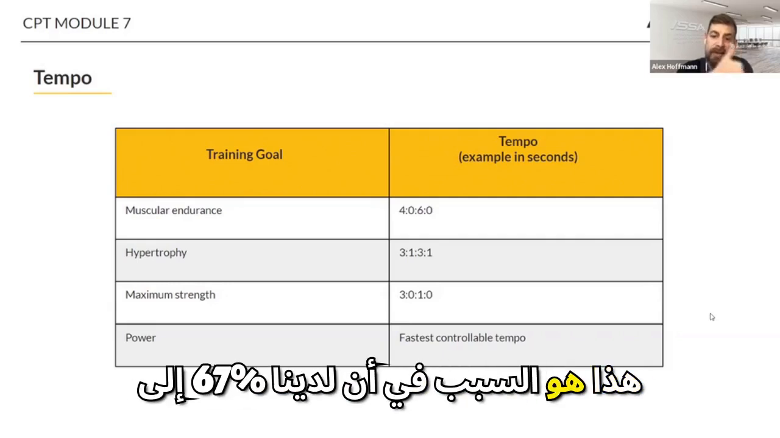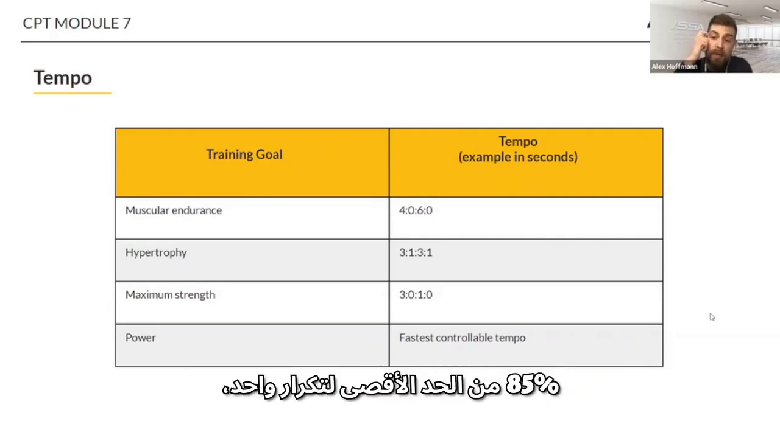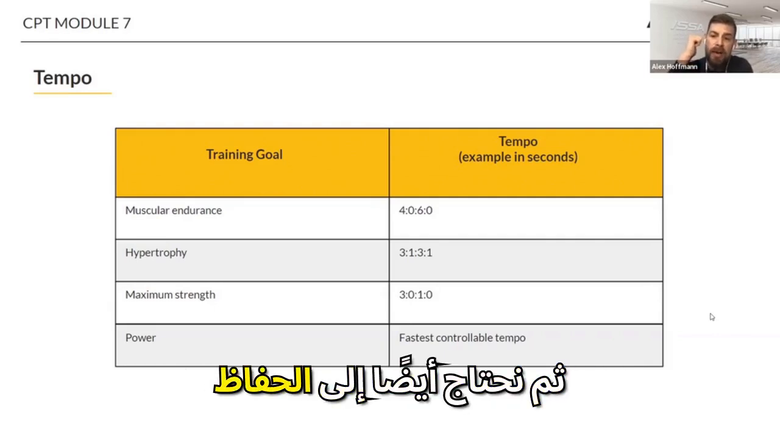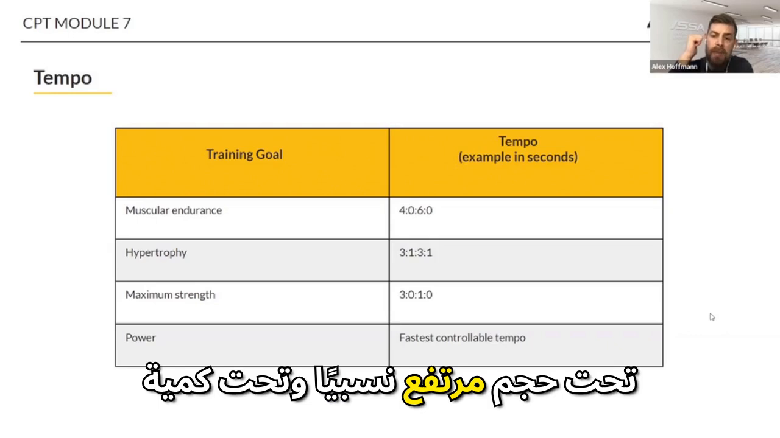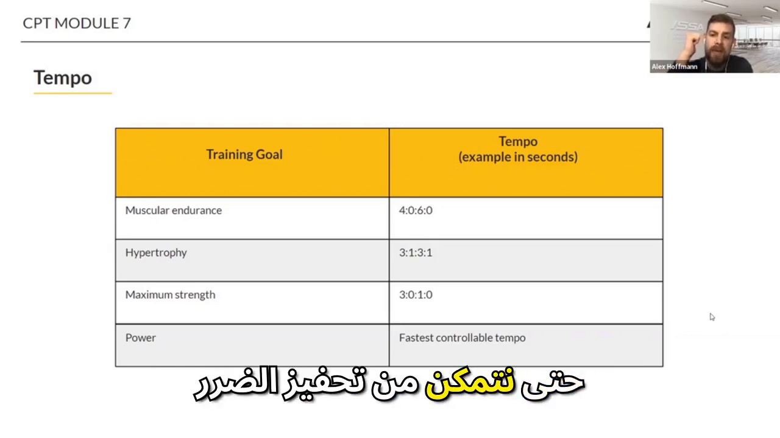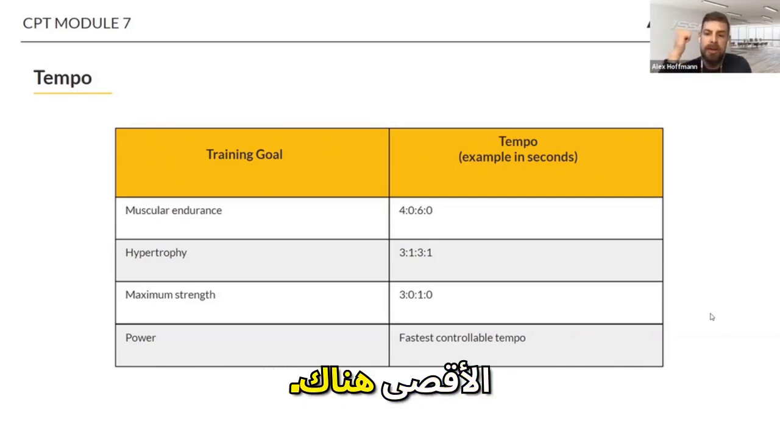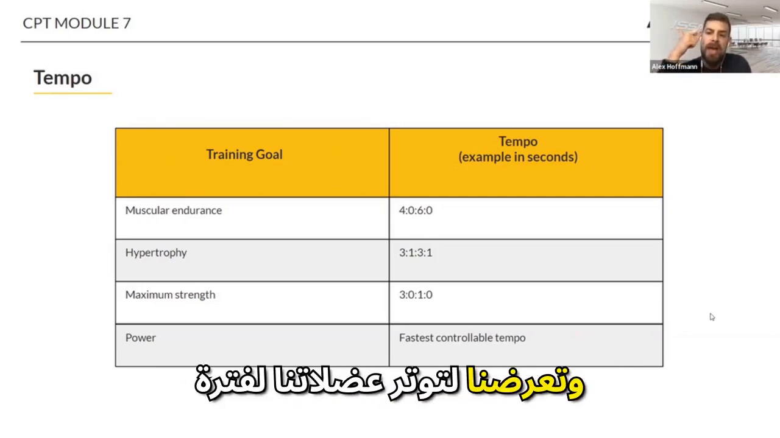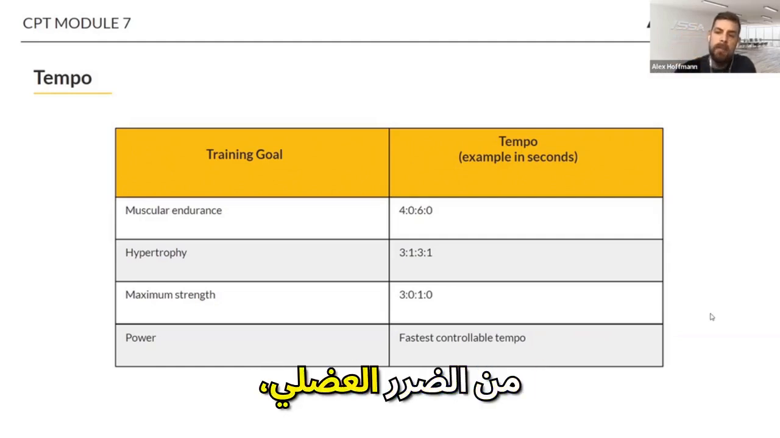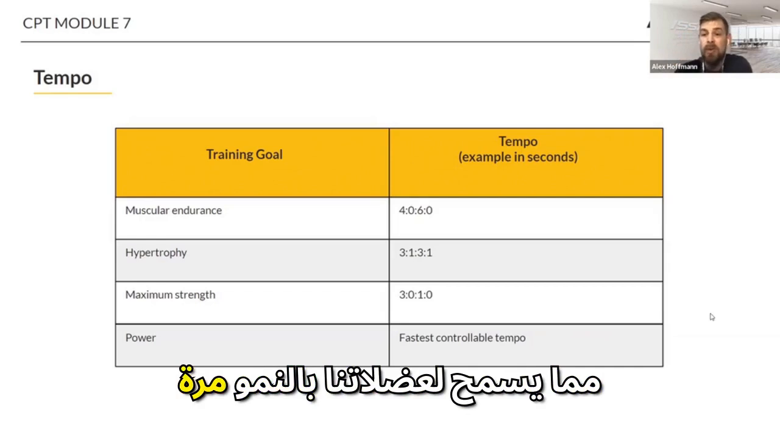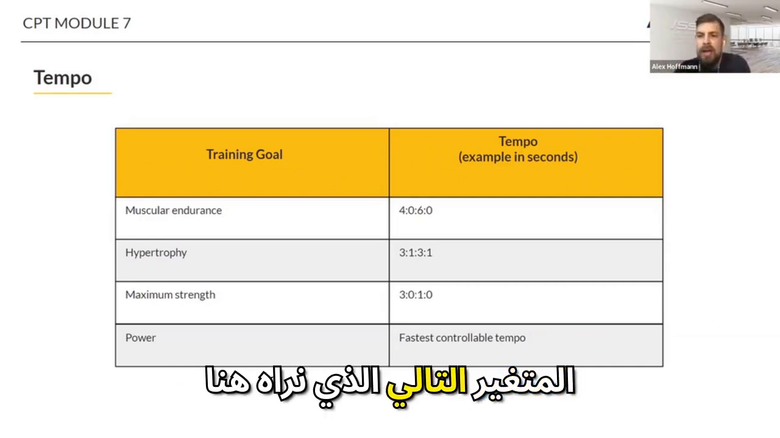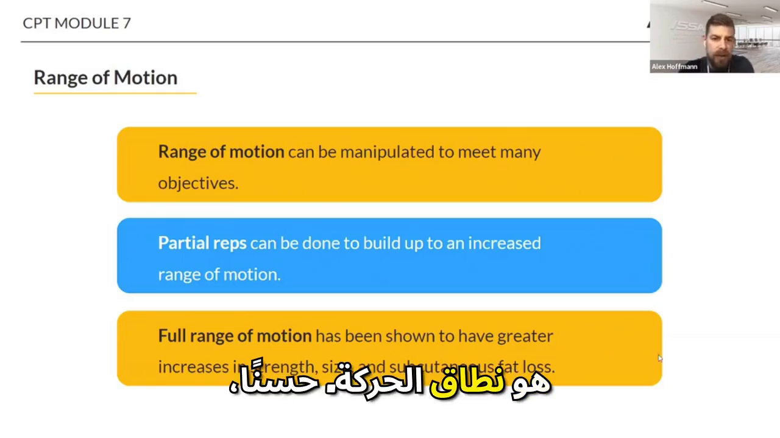So that's why we have 67 to 85% of our 1 rep max. And then we also need to keep our muscle under a relatively high volume and under a relatively high amount of tension, right? So that we can stimulate maximal damage there. So if we use a high weight and our muscles are under tension for a relatively long period of time, we're going to get maximal muscle damage, which allows our muscle then to grow back bigger and stronger with adequate rest.